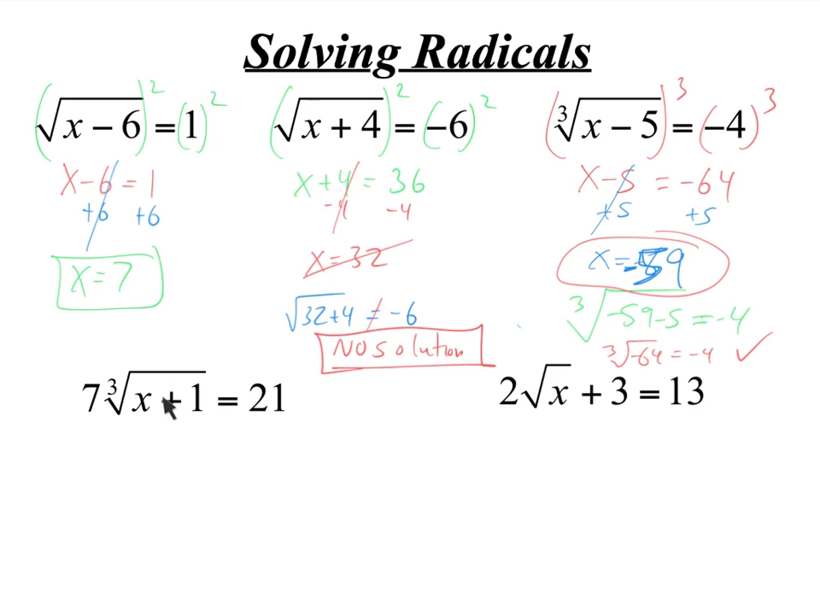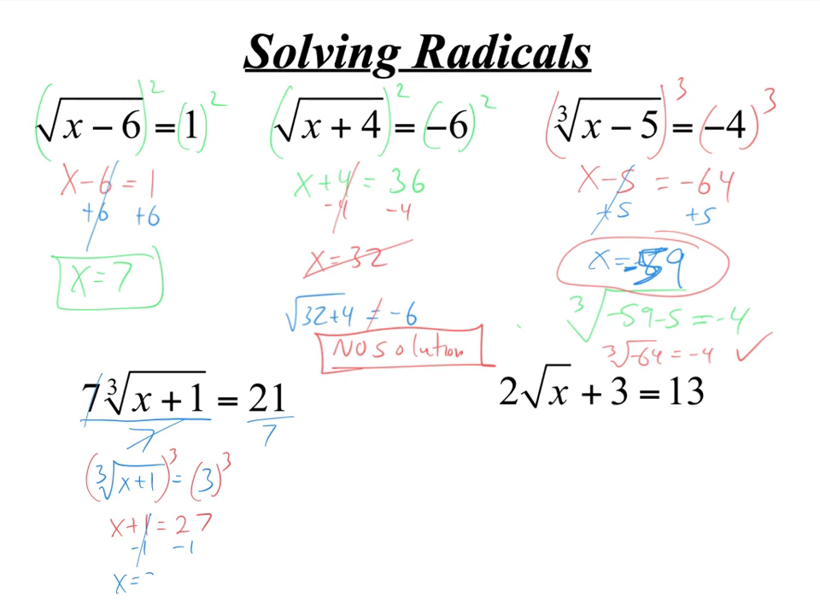Now for this one, before I can cube both sides, I have to get rid of that 7. How is the 7 connected? Well, it is multiplied on. So to get rid of a multiply, you divide by 7. Those are gone. So I now have the cube root of x plus 1 equaling 3. How do I get rid of a cube root? Now I cube. So I now have x plus 1 equals 3 cubed, which is 27. Now, how do you get rid of that 1? You subtract it off.